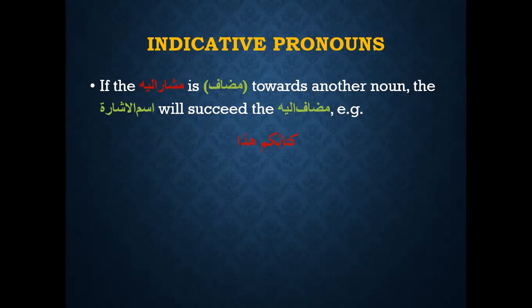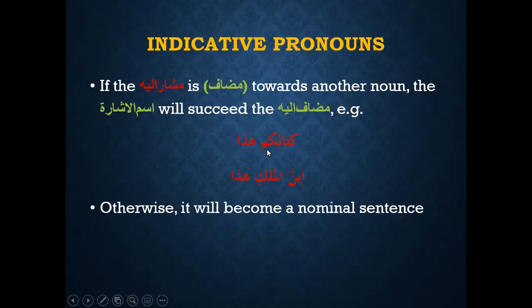This is mudaf now. Kitabu cannot take al, so it must come before ism ishara. Here kitabukum, kitab is without al. So if it is without al in a mudaf ilayh construction, it has to come before ism ishara. Hada would be afterwards. Kitabukum hada. Ibnul maliki hada. Mudaf ilayh. The son of the king, this one. So this son of the king. This book of yours. That's how you would translate it in English.